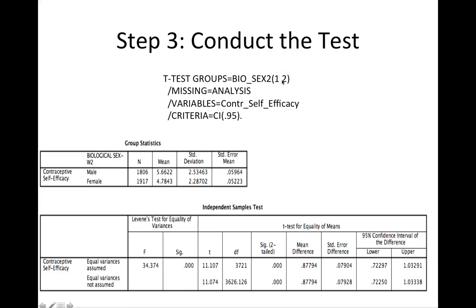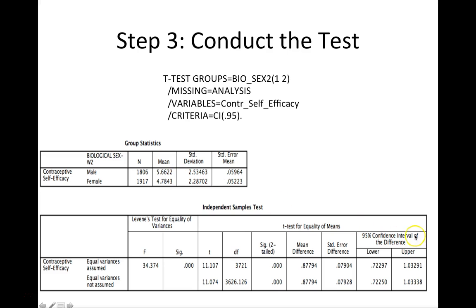So then when we look here at the output that we get, what are we looking for here? We have two boxes that pop out for us on the t-test. This first one gives us our group statistics. So this is just the mean and the standard deviation and the sample size for each of our groups. Again, we already knew 1806 and 1917. These are our means, 5.66 and 4.78. And these are the standard deviations and standard errors of the means that are associated with each of those means. And what the t-test is telling us again is, is this difference between 5.66 and 4.78 a difference that is large enough that we think it didn't happen by chance?